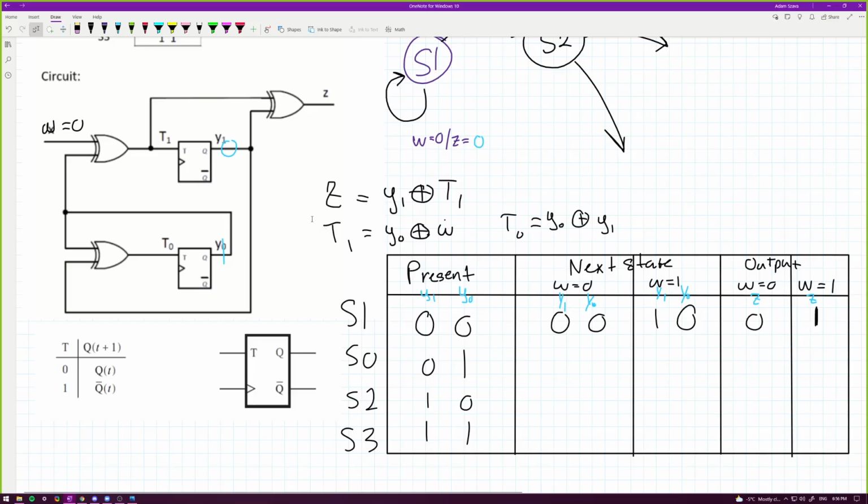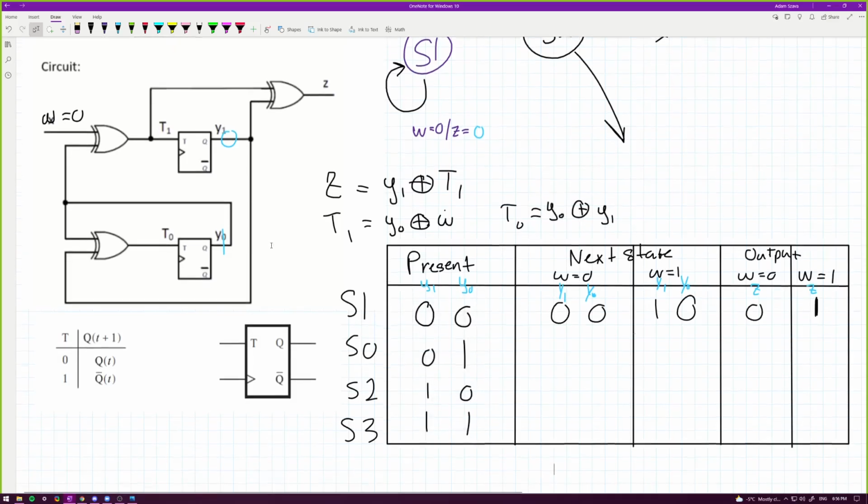So we don't have to actually draw it in the circuit. That makes a lot of sense. So thank you for that input there. So now, if I want to tell you what the next state is, I'll call these T's just to stay consistent here. So that's W, and then that's T0, that's T1, and that's Z. Yeah, that makes sense.